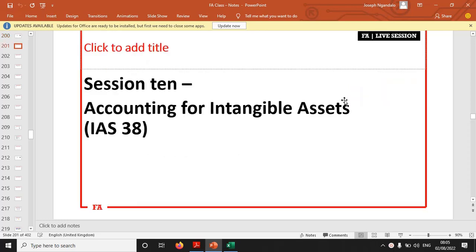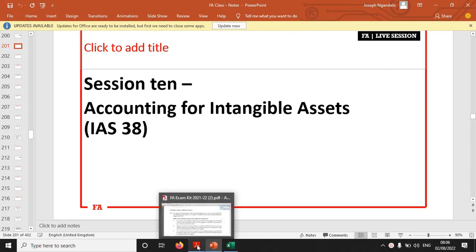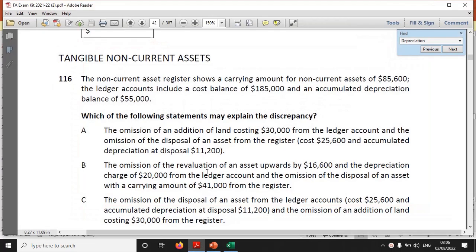Today we're supposed to look in theory terms at this particular topic, accounting for intangible assets. But I thought that we can start with some questions on tangible non-current assets. And without wasting too much of your time, I'd like to go to this particular document on Kaplan, tangible non-current assets.